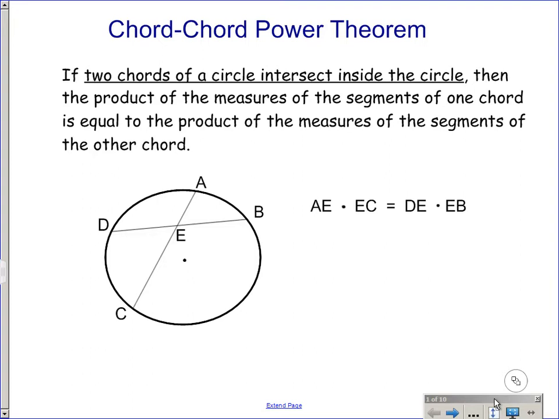If two chords of a circle intersect inside the circle, then the product of the measures of the segments of one chord is equal to the product of the measures of the segments of the other chord. So here we have two chords, chord CA and chord DB. What this says is if you break the chord into segments, AE, and you multiply it by the other portion of the chord, EC, then that's going to be equal to the other segment's products for the other chord, DE times EB.